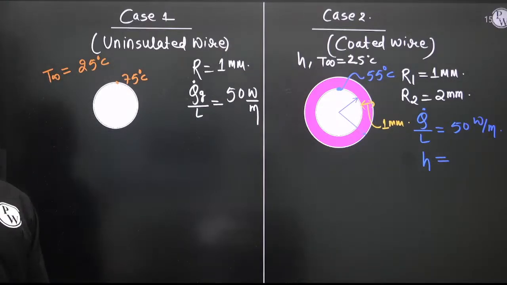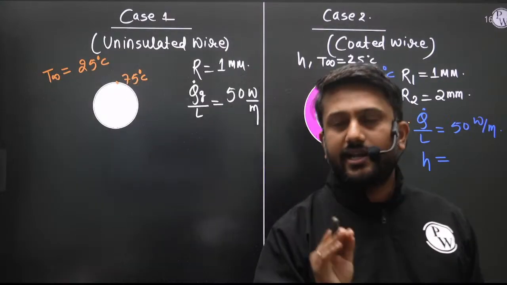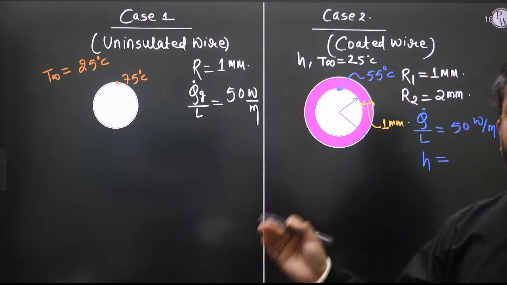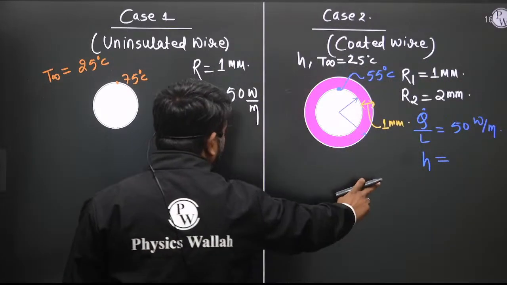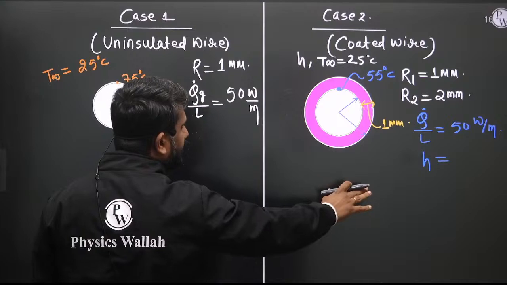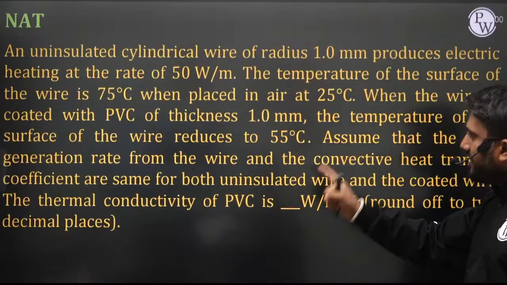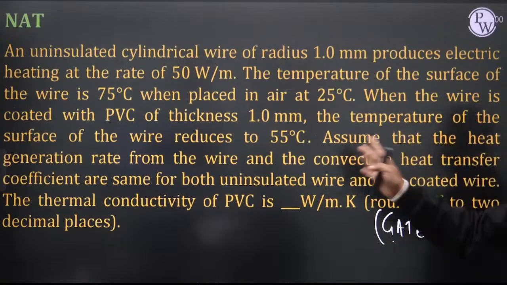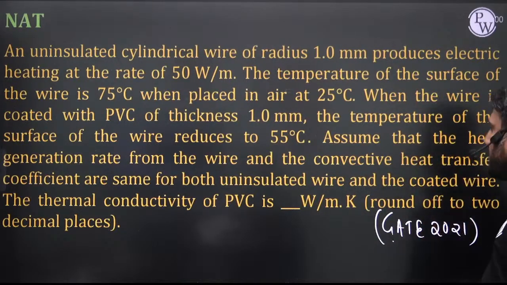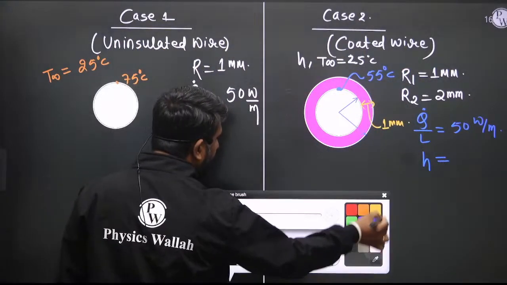Whenever you get two cases, definitely the data related to one case is used in the other case, or vice versa. Always remember this point. In this problem h is not mentioned, but it is clearly given that h and the heat generation per unit length are the same for both cases. So can you calculate h from this case? Yes, we can calculate.